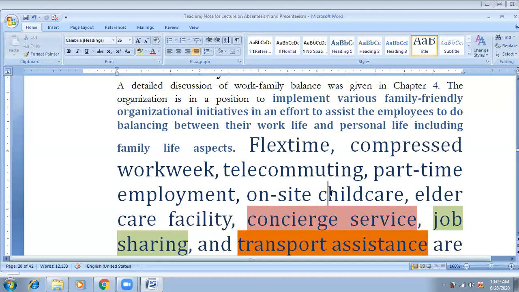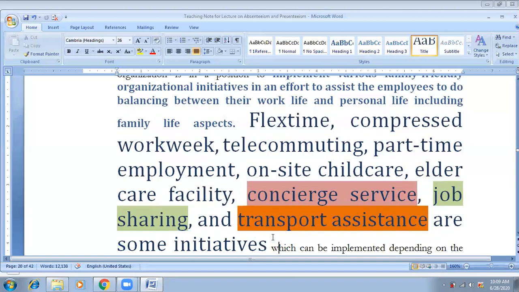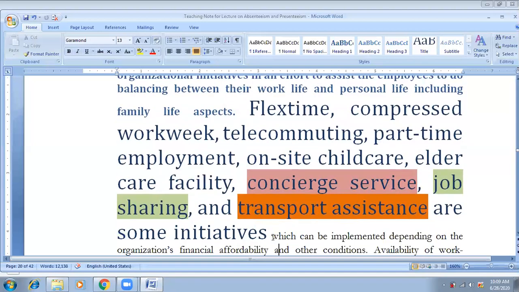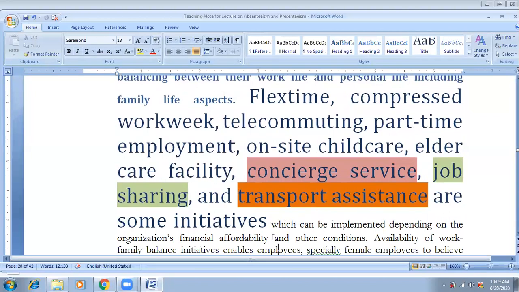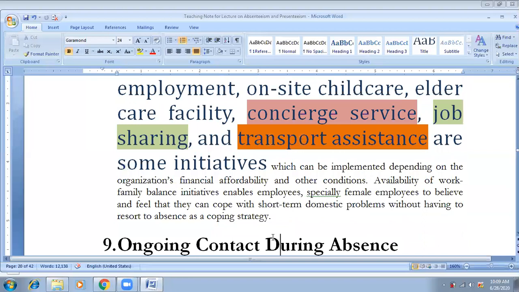And that's a special service given by an organization to help employees have a balance between work life and family life. Then job sharing, transport assistance. These are some initiatives which the organization can implement, of course depending on the organization's financial affordability and other conditions like the perception of top managers and the attitudes of superiors.